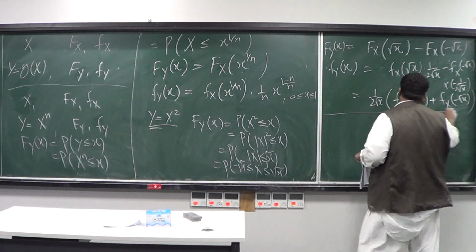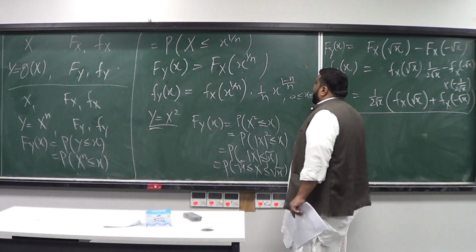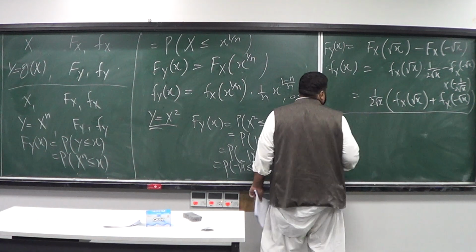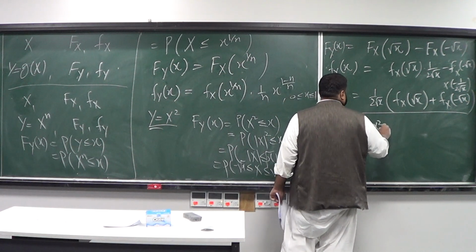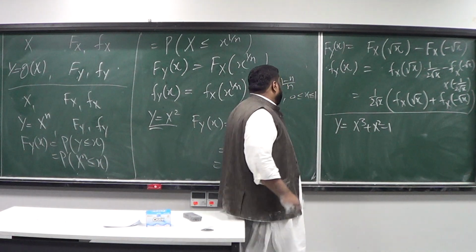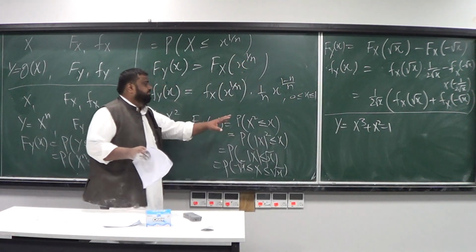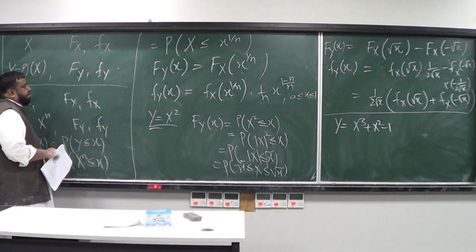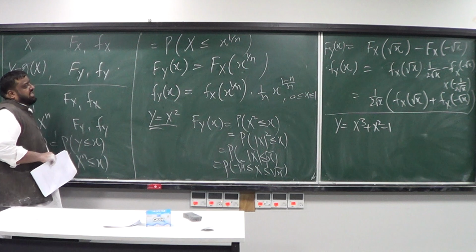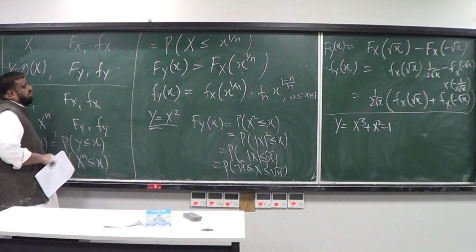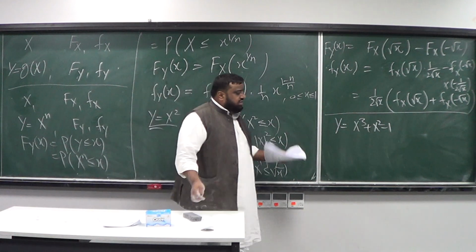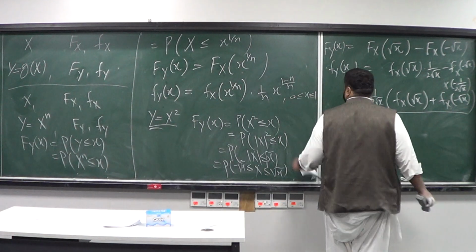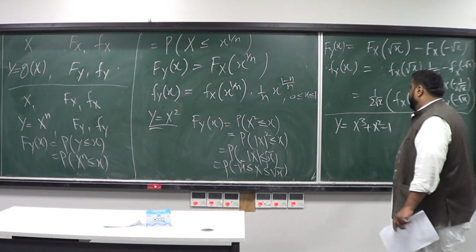Now here's an interesting question. How about if I take Y to be some complicated function, x cubed plus x squared minus 1, something like that? Now this trick would not work. This trick would not work. You can't find the CDF of this Y directly from the CDF of X. So can we know in what situation this trick would work and in what situation this trick would not work?